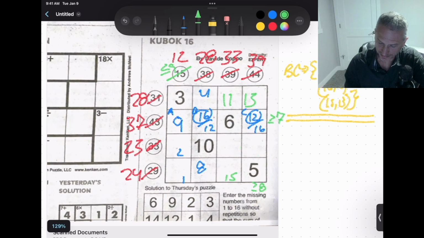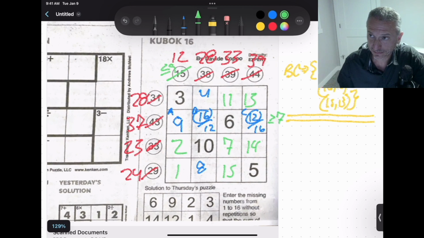7, 14. I'm going to make this look nice. This is a very nice puzzle. 15. Why is this very nice? Well, look at how it fell together with the clues. I got lucky, of course, to pick 16, 12. I just happened to put it down like that.